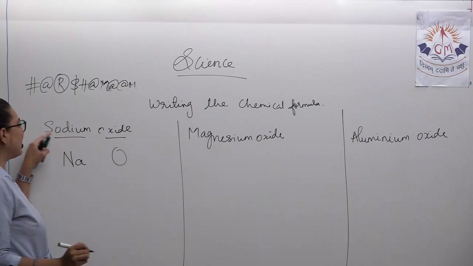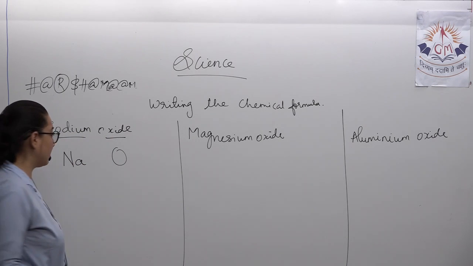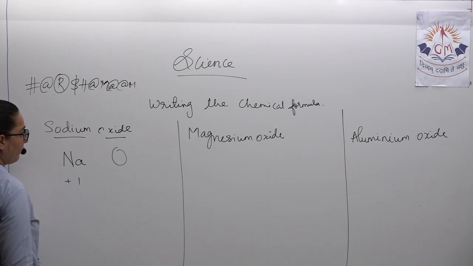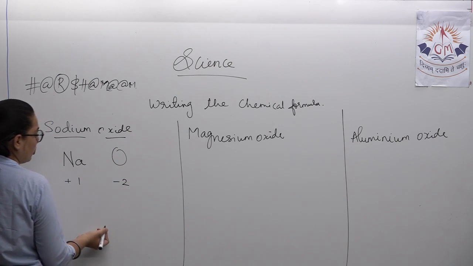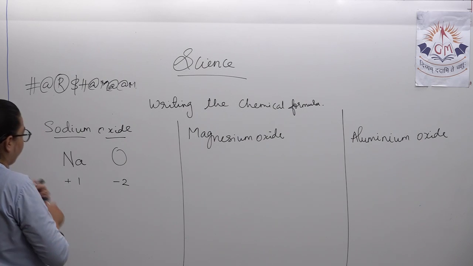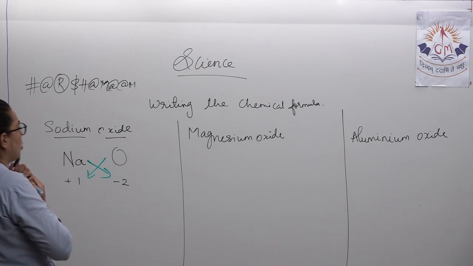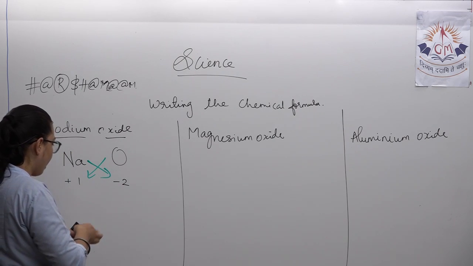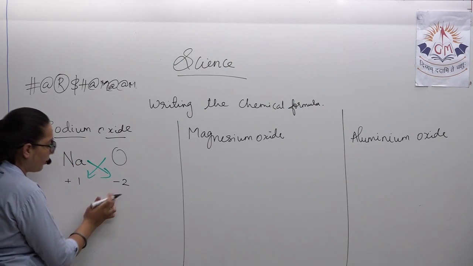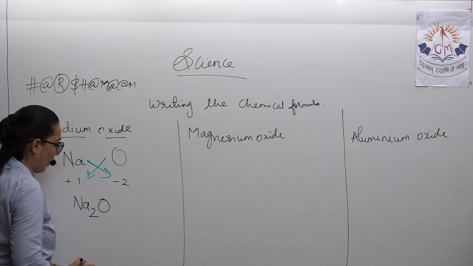First, write down the symbol of that particular element. You can see sodium is a metal and oxide is a non-metal, oxygen. The valency of sodium is +1, that of oxygen is -2. So here the crisscross happens and sodium is having 2, oxygen is having 1. Just the elements, how many sodium are you taking? 2. So it's Na2 and oxygen will be 1.